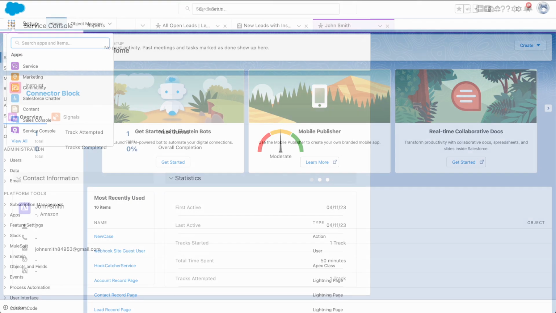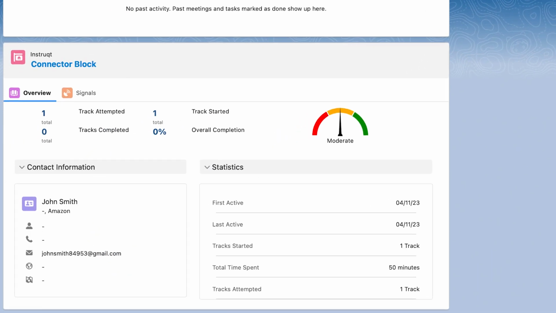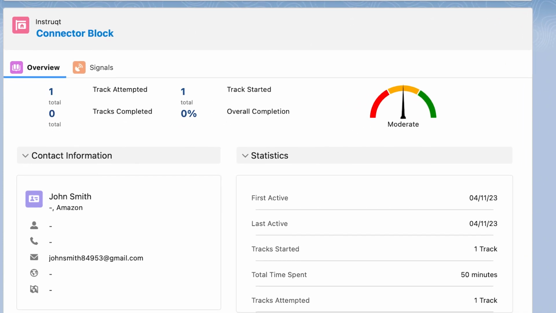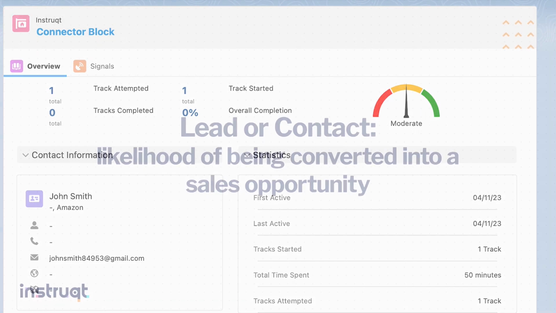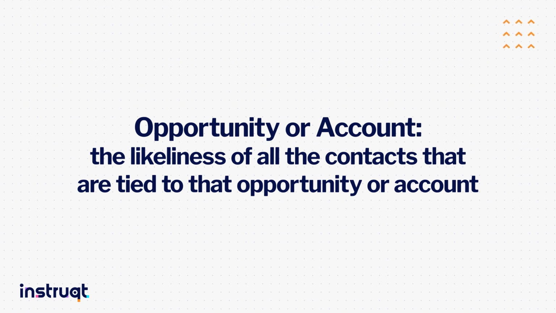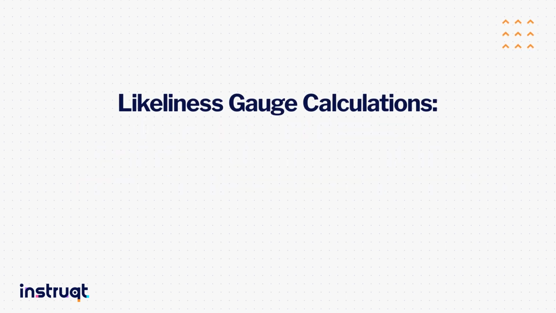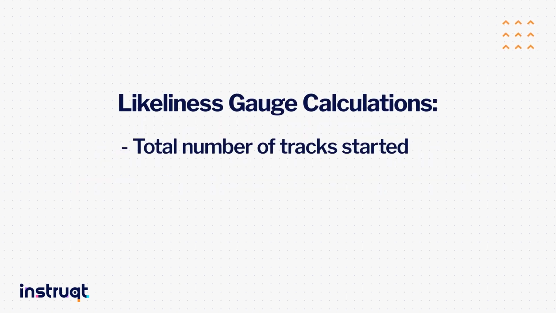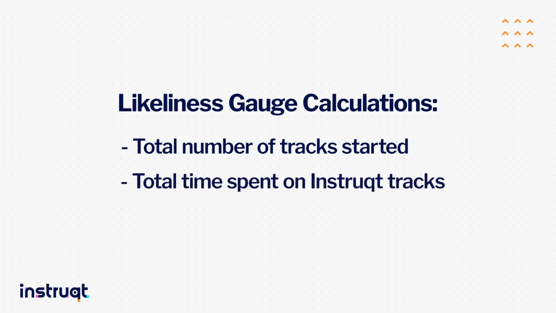Let's get started. The likeliness gauge represents different forms of data depending on the context of the current page you're viewing. If you're viewing a lead or contact, it represents the likelihood of it being converted into a sales opportunity. If you're viewing an opportunity or account, it represents the likeliness of all the contacts that are tied to that opportunity or account. The likeliness gauge is calculated using three metrics: total number of tracks started, total time spent on Instruqt tracks, and the course completion rate.